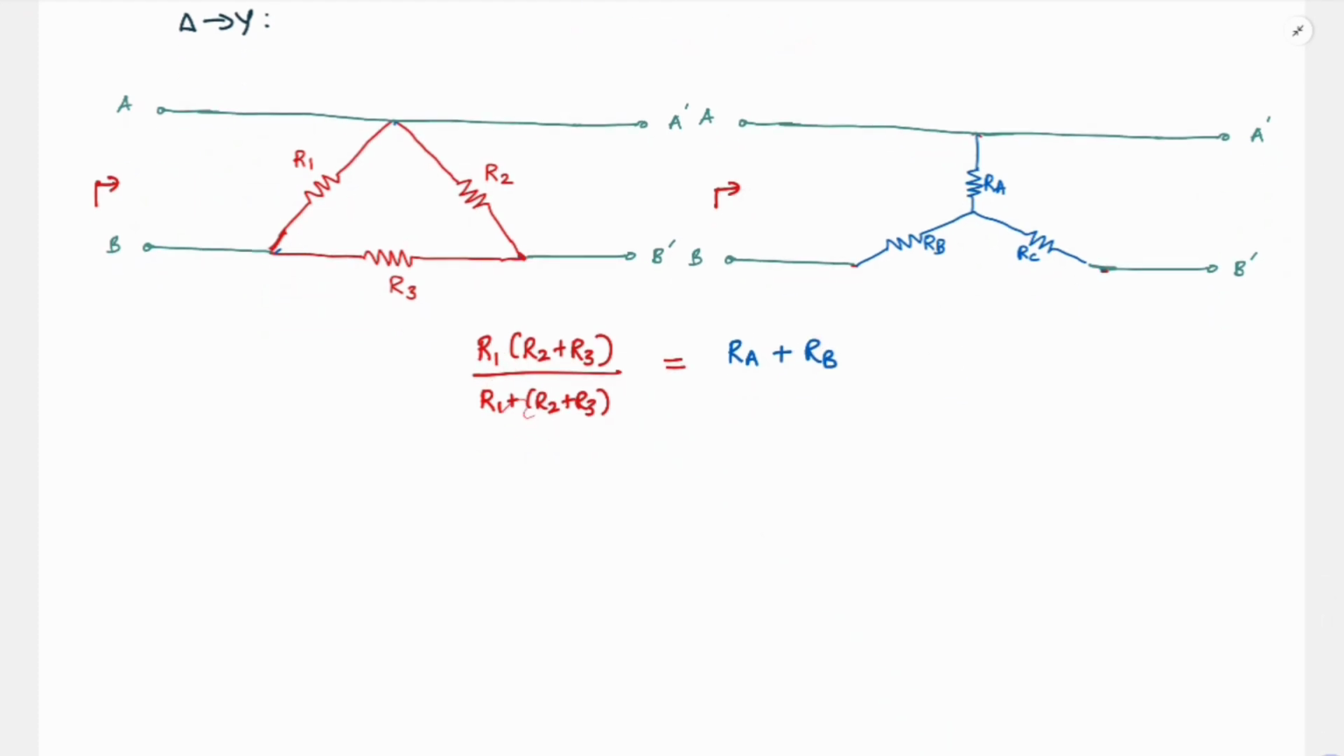Now I'll simplify the left hand side. This is R1 R2 plus R1 R3 by R1 plus R2 plus R3. Similarly, this side is RA plus RB.